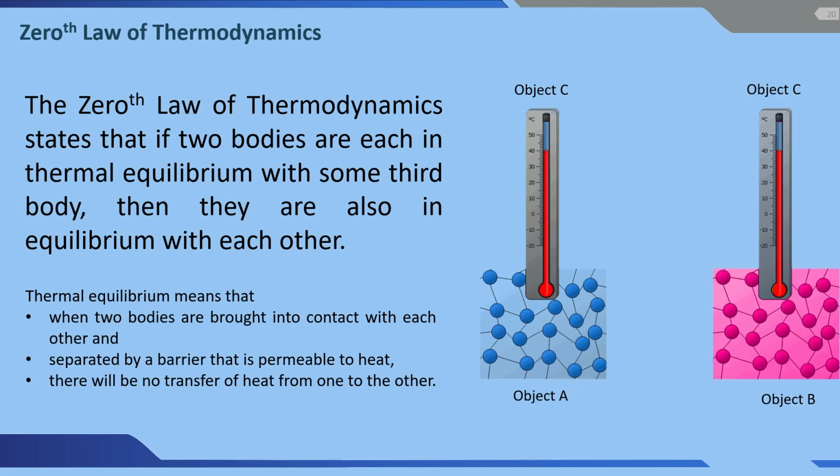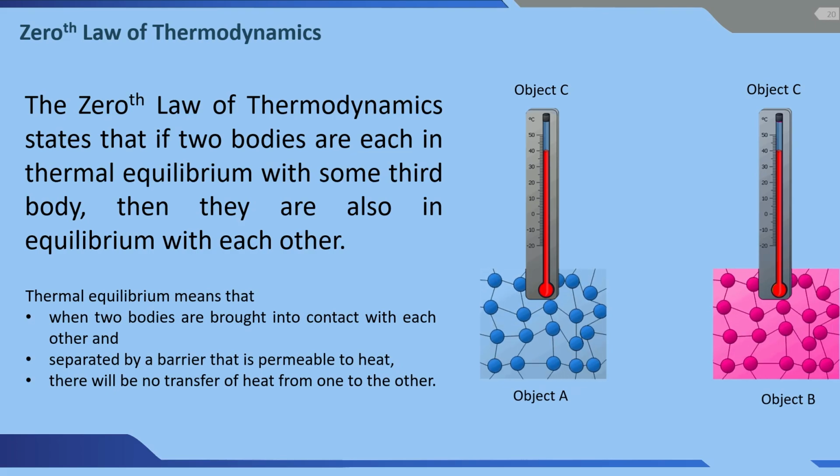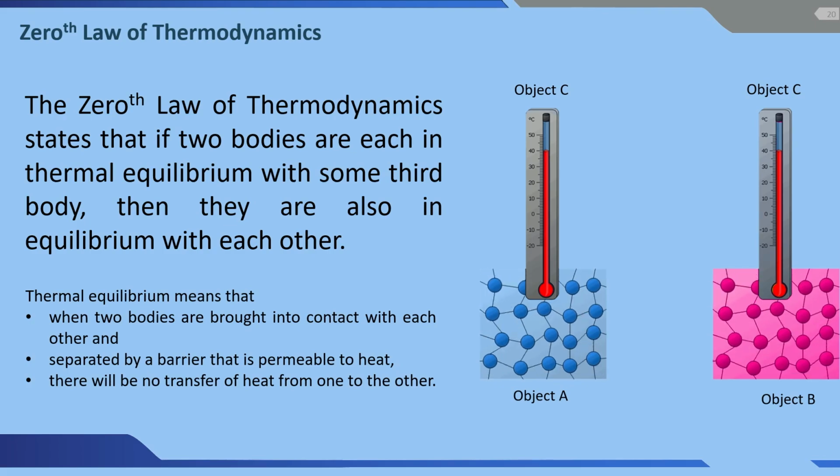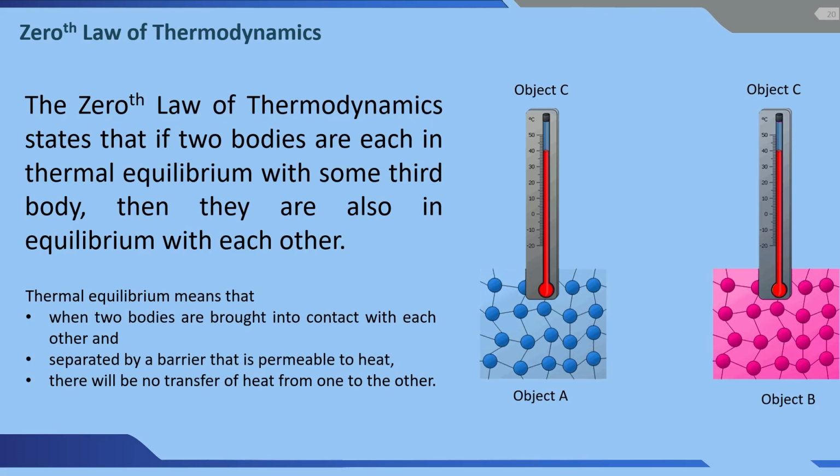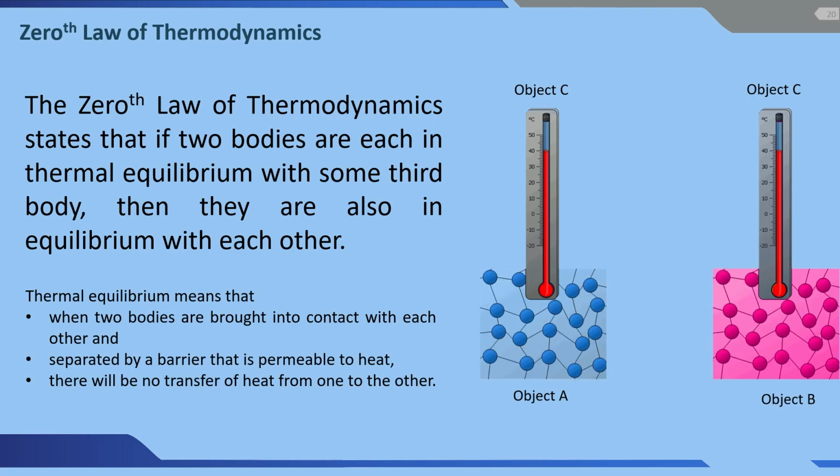So it is like a friendship triangle analogy. If A is friends with C and B is also friends with C, then A and B have to be friends too. This law is super important because this is how we can measure temperature.